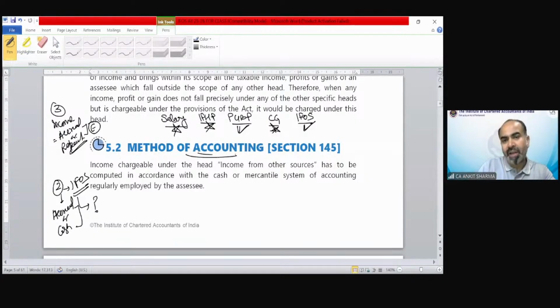Method of accounting: section 145 says income chargeable under the head income from other sources has to be computed in accordance with either the cash or mercantile system of accounting regularly employed by the assessee.